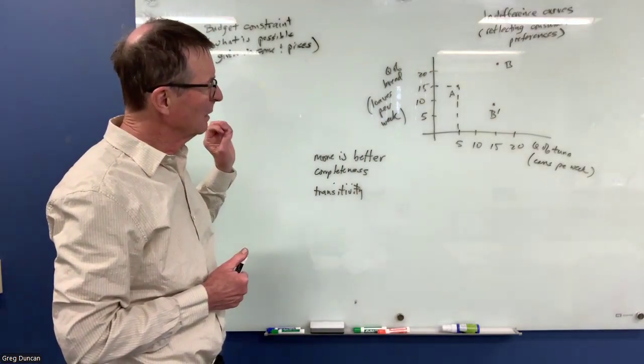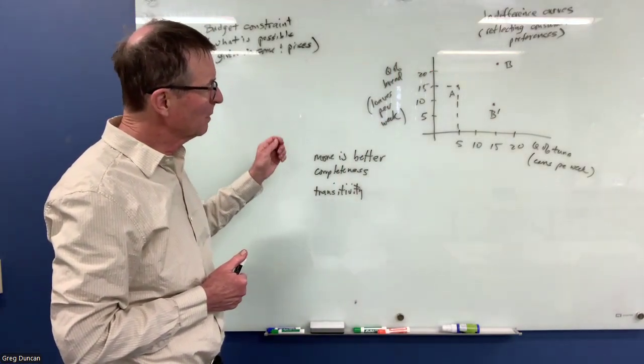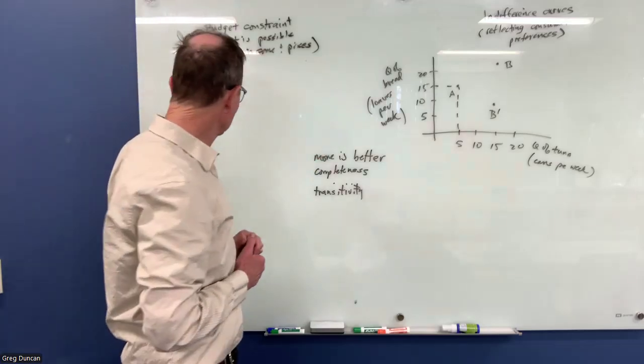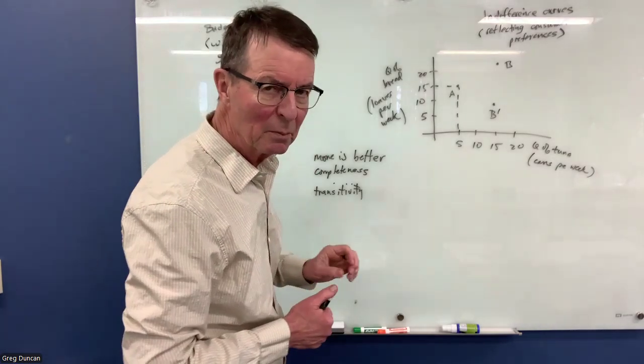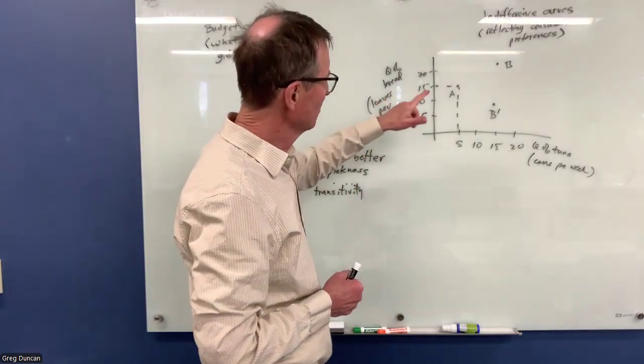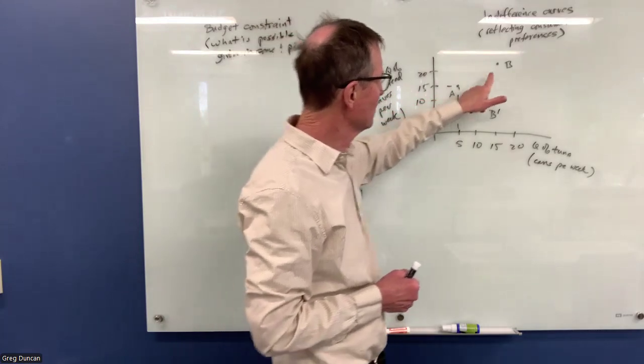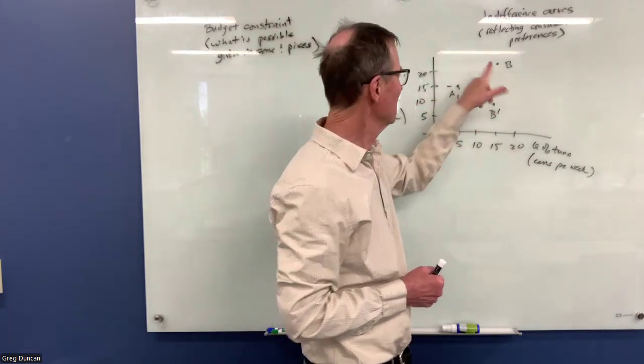and more is better is assuming that somebody is going to prefer B to A because B is more of both.